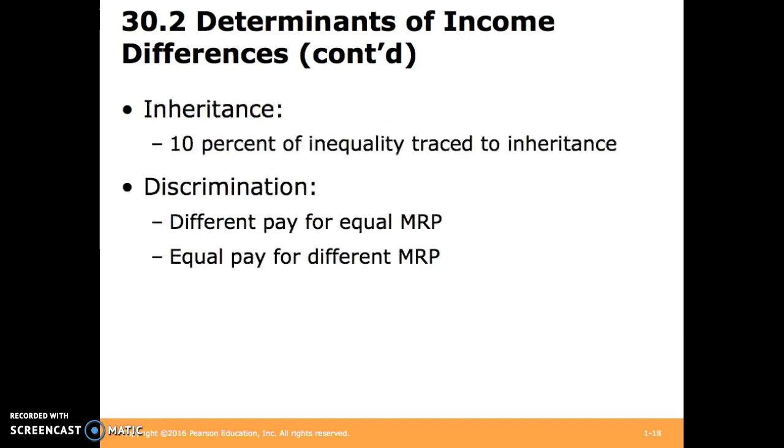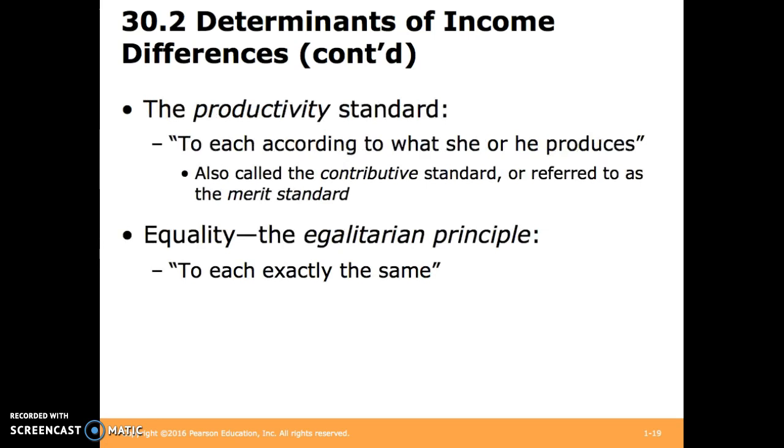Inheritance. 10% of inequality can be traced to inheritance. Discrimination is different pay for equal marginal rate of production, or equal pay for different marginal rate of production. The productivity standard can be summed up by the sentence, to each according to what she or he produces. It's also called the contributive standard or the merit standard. Equality, the egalitarian principle, can be summed up as to each exactly the same.